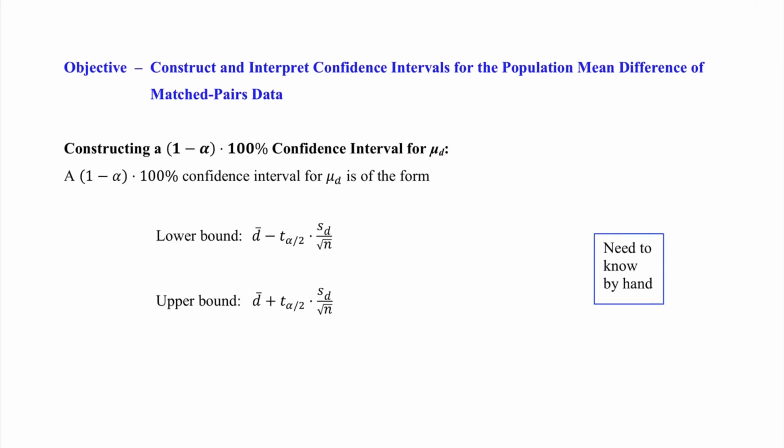Heading into our next objective then, we're going to discuss the construction and interpretation of confidence intervals for the population mean difference of matched pairs data. Like we've done before, we have lower and upper bounds for our confidence interval, and we see the formulas on our notes. Notice now that we've got d bar involved, so we're still working with the differences from our data, and of course we can combine these to just do a plus or minus rather than separating the lower and upper bound.